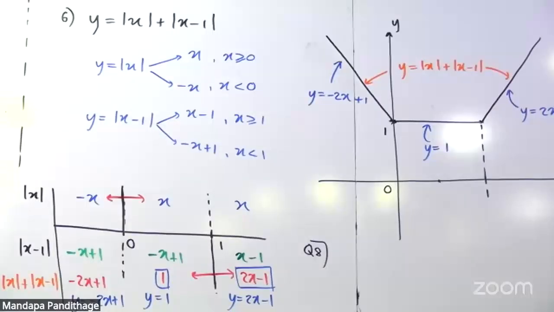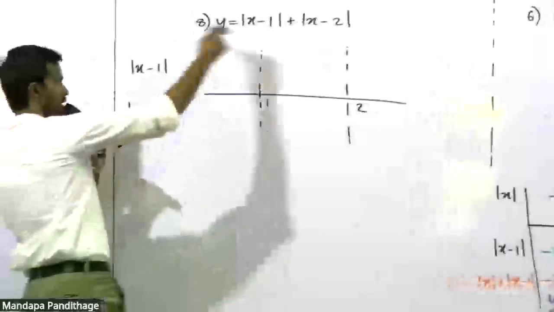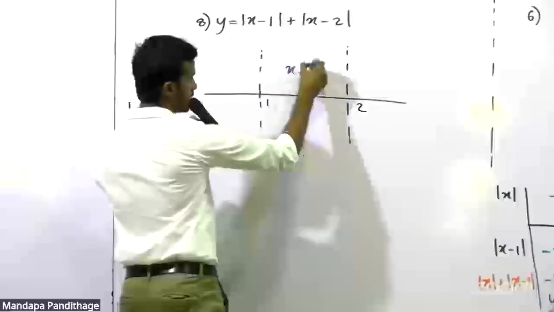You got modulus x minus 1 and modulus x minus 2. So take the 2 turning points, 1 and 2. And here we will be considering modulus x minus 1 and modulus x minus 2. So it's clear when x is greater than 1, you will be getting x minus 1 and x minus 1.